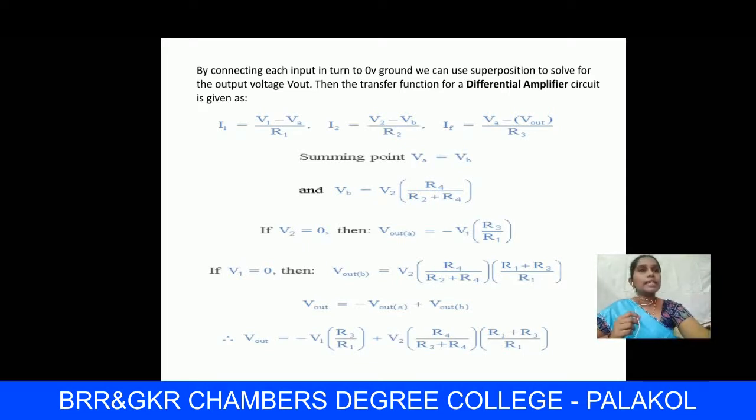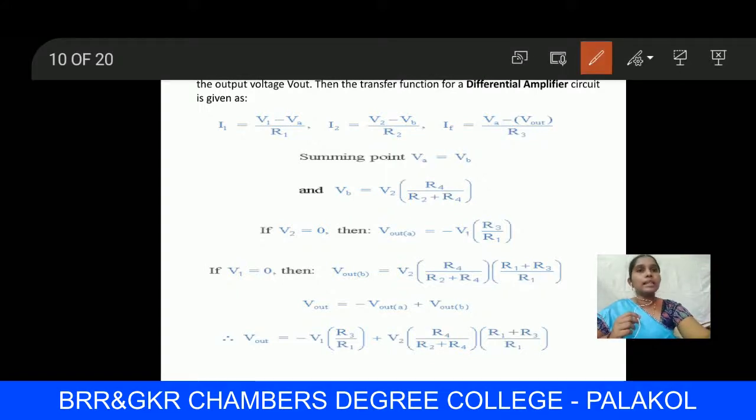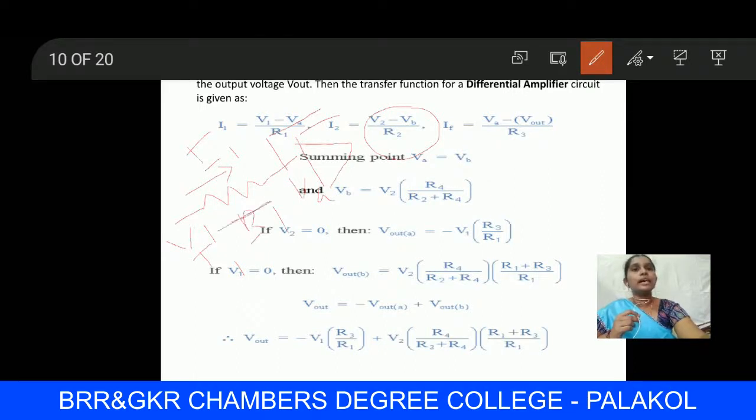Okay, and next coming to the R2 resistor. This is a resistor, and this is an amplifier. So here we are connecting this to VA. Therefore this is the I1 current, so I1 is equal to the applied voltage V1 minus VA divided by R1. Likewise, this is the current through the resistor R1, V1 minus VA divided by R1.